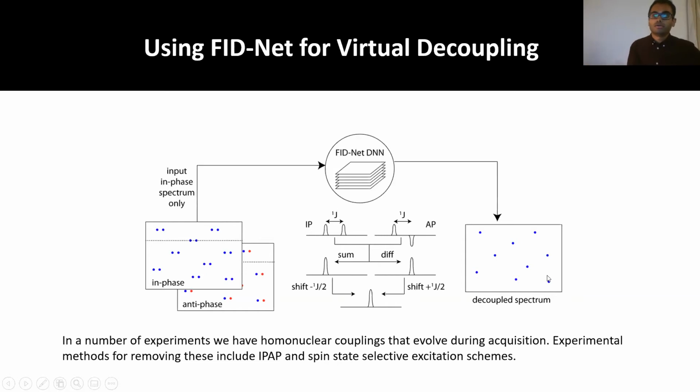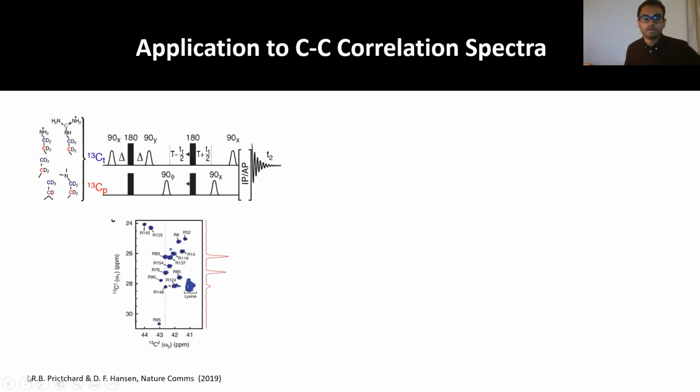So can we do something like this to go straight from the in-phase to a decoupled spectrum? We first wanted to apply this to CC correlation spectra. This is something that was developed by Ruth, who was a previous PhD student in the group.